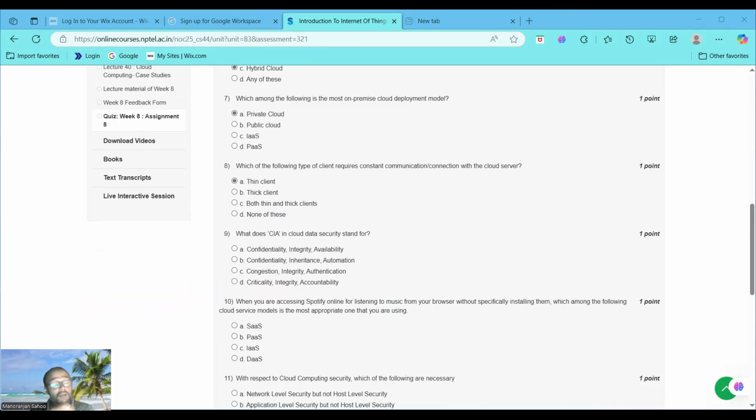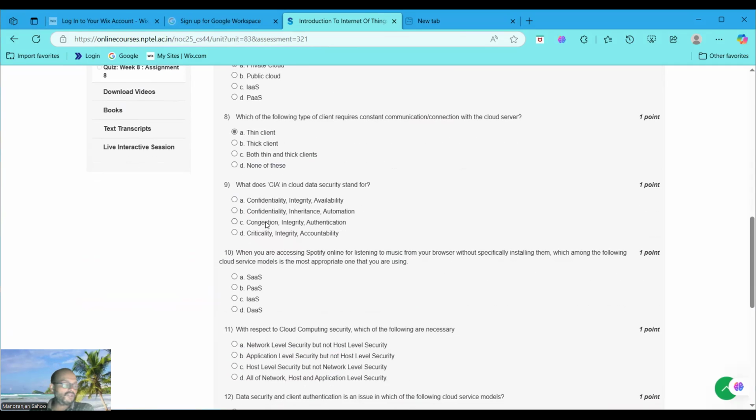offline. So B is the incorrect option because thick clients are less dependent. Option C is also incorrect because only thin clients need constant connections. And option D is also incorrect because thin clients do. So option A is the right answer. That is called a thin client. B is thick client. So the correct option, remember, is the thin client.